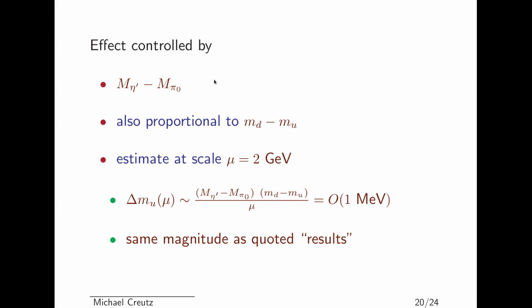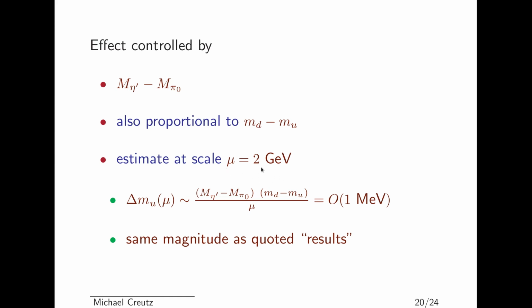How big is this effect? Well, it's controlled by this splitting between the eta prime and the pion. It also requires isospin breaking, so that MD and MU have to be unequal. So let's just toss in some numbers and see what happens.